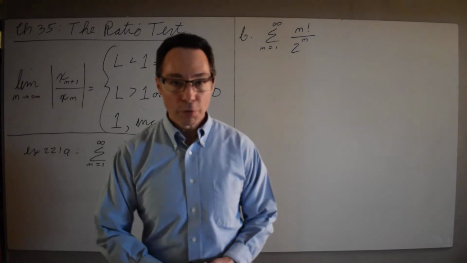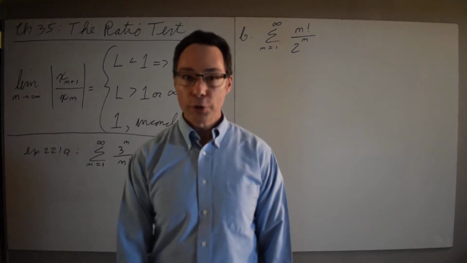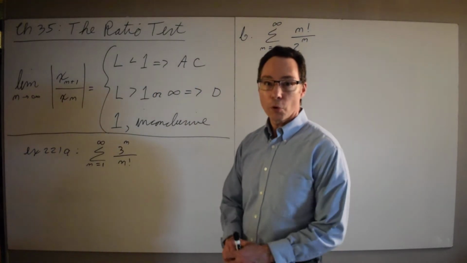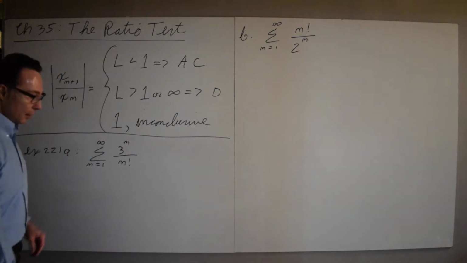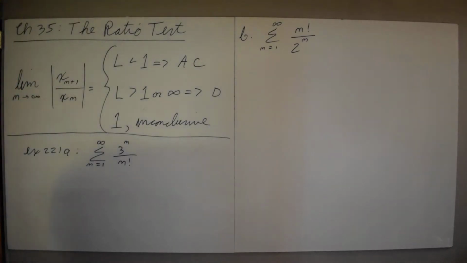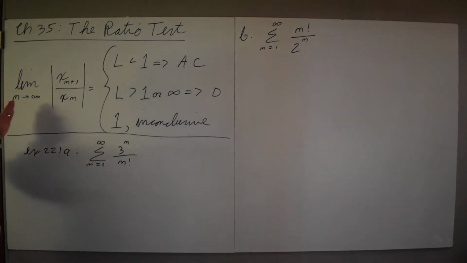This video is over Chapter 35, the ratio test. So I want to talk a little bit about the ratio test itself. We have a series that we have made from the sequence of partial sums from a sequence, and we apply the ratio test to the series by taking the limit as n goes to infinity of the n plus 1 term of the sequence divided by the nth term of the sequence.